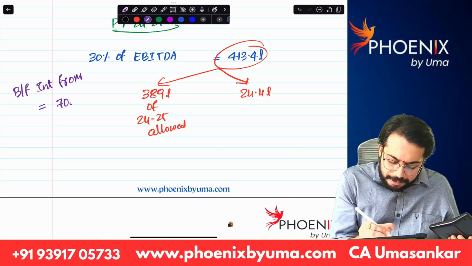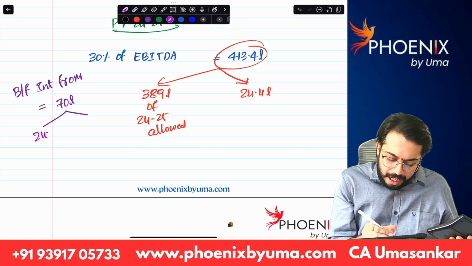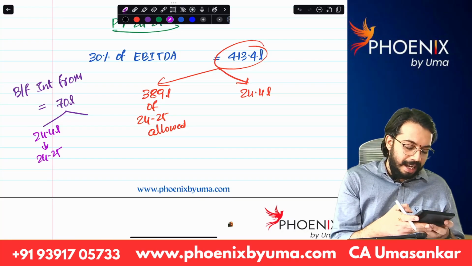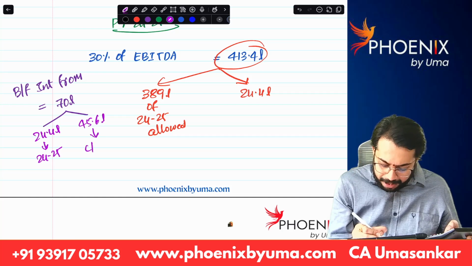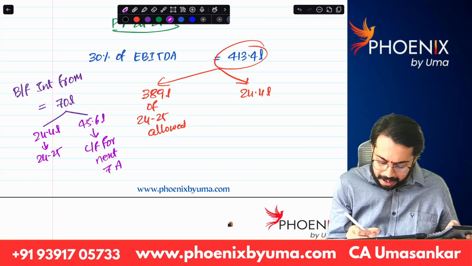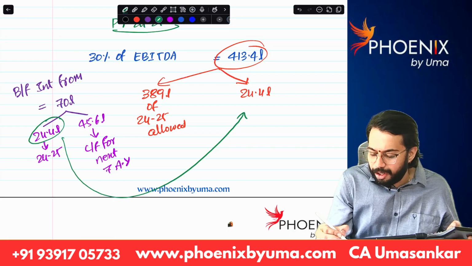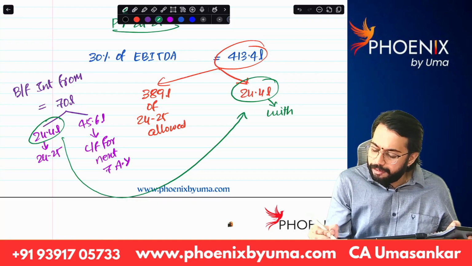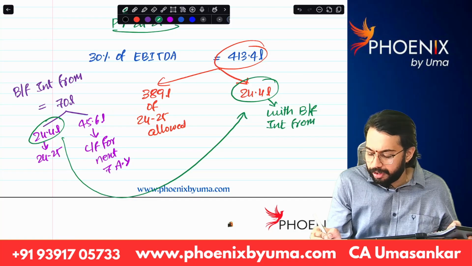So, out of 70 lakhs, 24.4 lakhs you can set off in 24-25. Balance 45.6 lakhs will be carried forward for next 7 assessment years. Are you able to understand? So, whatever 24.4 lakhs is there, that you can set off. So, 24.4 lakhs you can set off with brought forward interest from 23-24. Are you able to understand?